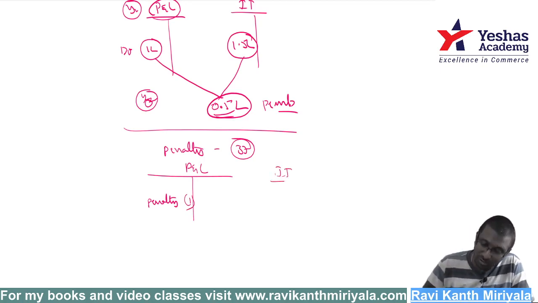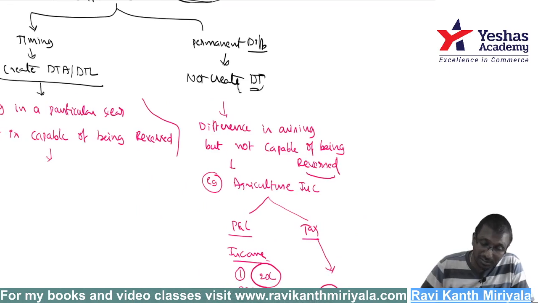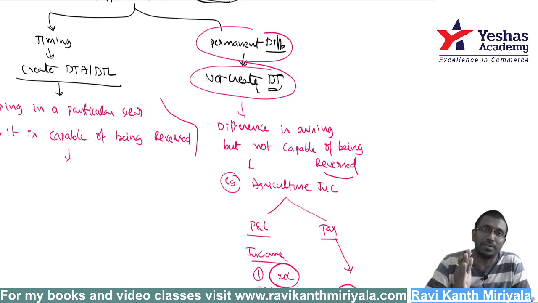But when it comes to income tax, do you allow this as an expenditure? No, zero. Do you allow it in the next year? No, we'll never allow it. That's all. It happens only on one side, on the other side it does not happen. This is a permanent difference. If it is a permanent difference, we are not supposed to create any deferred tax for permanent differences.